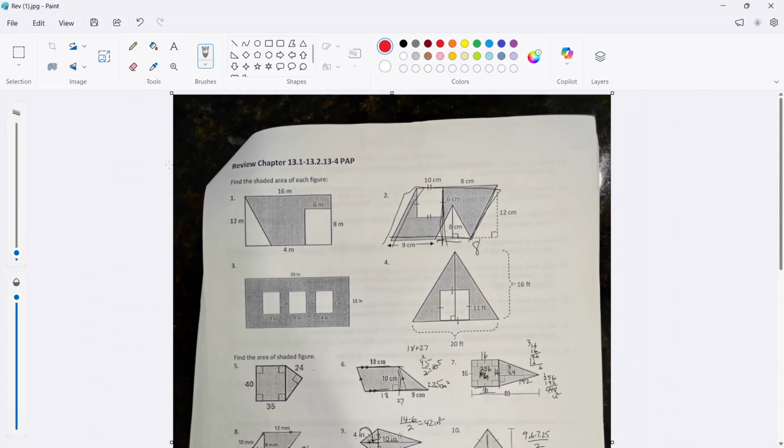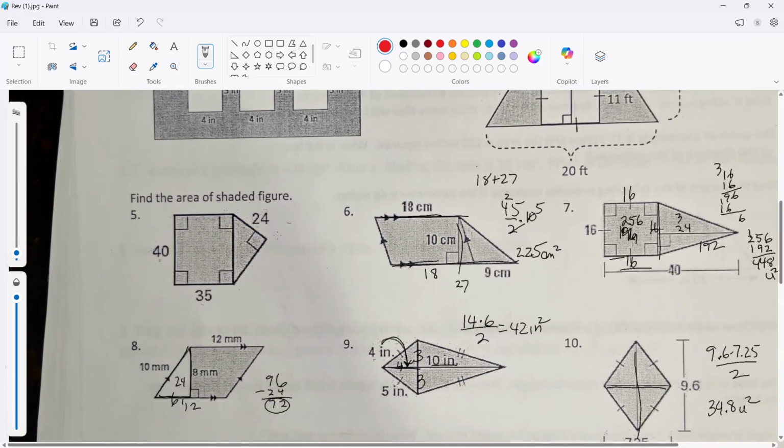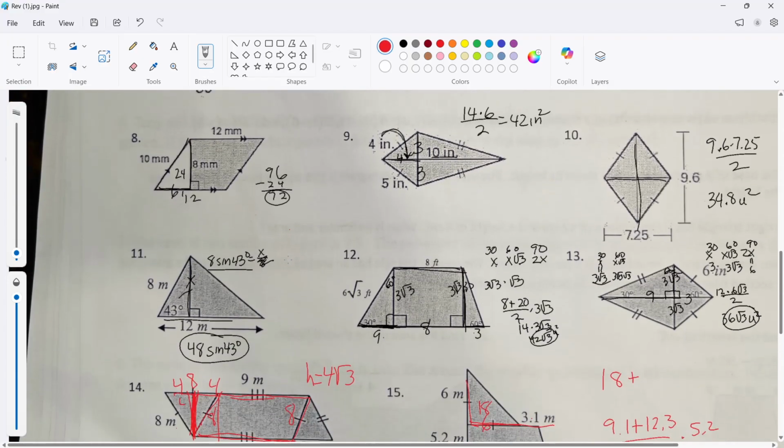And that's this worksheet: find the shaded area of these composite figures. So sometimes you find the area of the whole figure and subtract stuff from it. Sometimes you add the areas of different figures together.